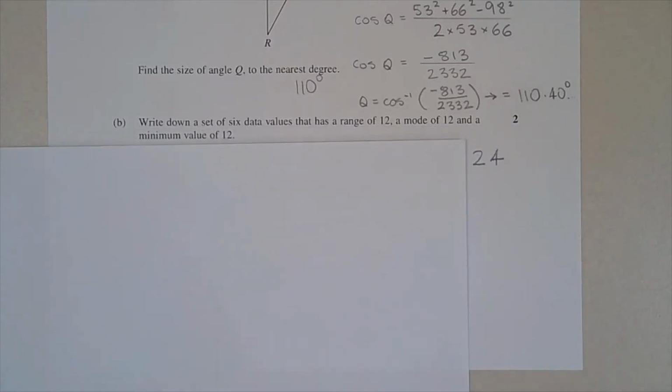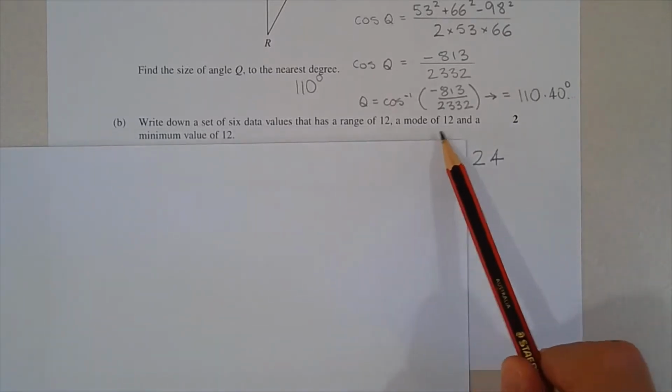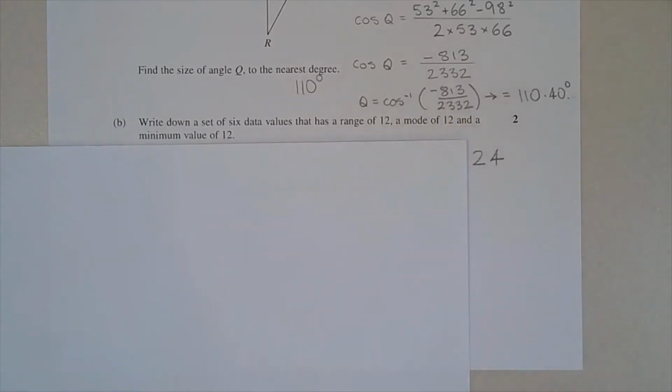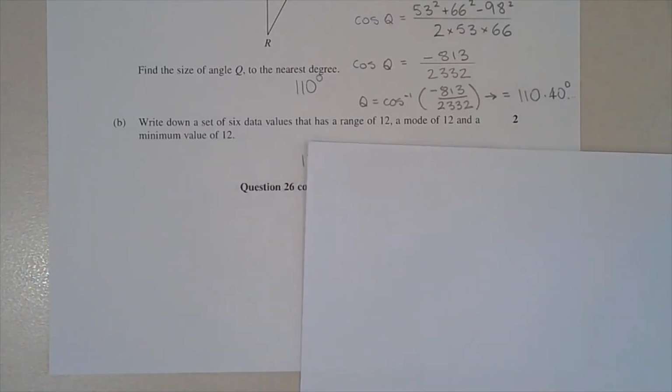Now for the numbers in between. The set of 6 data values has to have a mode of 12. Now the mode represents the most common score, or the most popular score. So we have a range of responses here. So we know that the number 12, or the score of 12, has to be the most common.